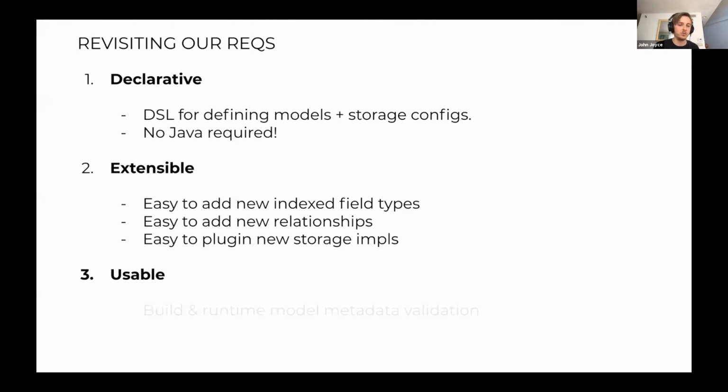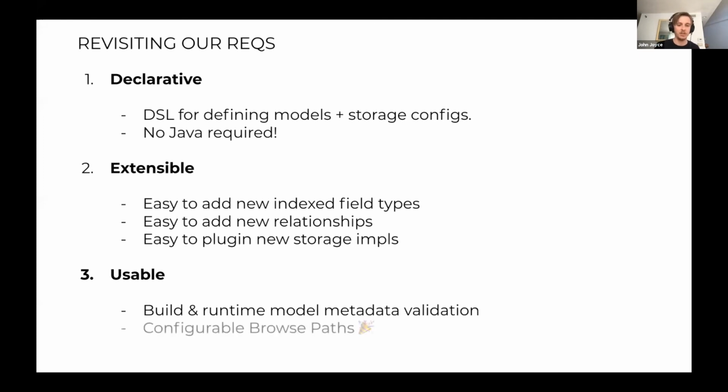And then finally, it's usable. We have build and runtime model validation provided, such that when you define your entity hierarchy, you should know at build time if something is wrong, right? So if you have a conflicting aspect name or entity name, or maybe you didn't define a key for some reason, you'll know at build time so that we can avoid these runtime exceptions. And then a couple fun features we think, which are configurable browse paths, as well as moving away from the requirement to have these strongly typed URN PDLs as well as Java classes, which is the current requirement.